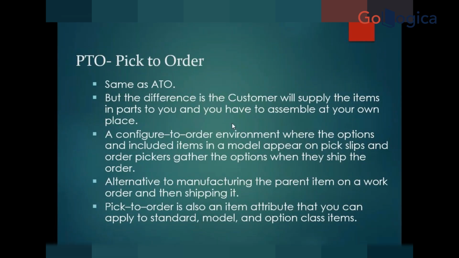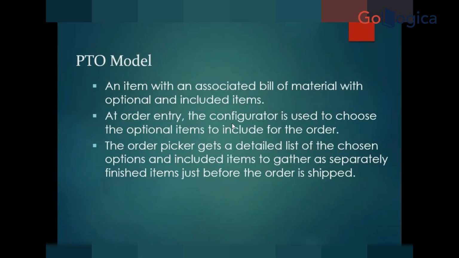So coming back to the PTO, we have the PTO model, with an item with optional and included items. At order entry, the configurator is used to choose the optional items to include for the order. And the order picker gets a detailed list of chosen optional and included items to gather as a separately finished item just before the order is shipped. It's the same thing, like I said. Whenever you enter something, we directly get the included items for it, the optional items or the included items for the PTO ones.